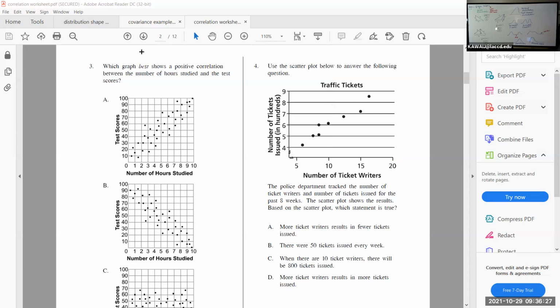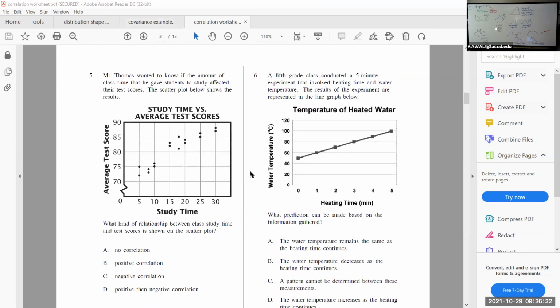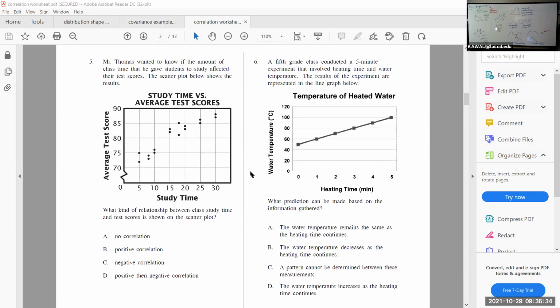Okay, so let's go down a little bit more. Okay, let's do two more and then we'll go back to some geometry. Okay, so go ahead and do number 5. Okay, what do people think?